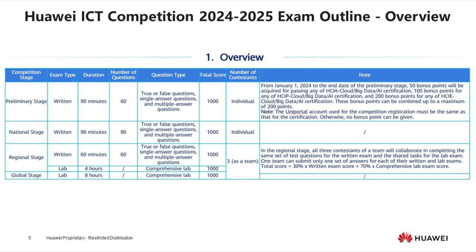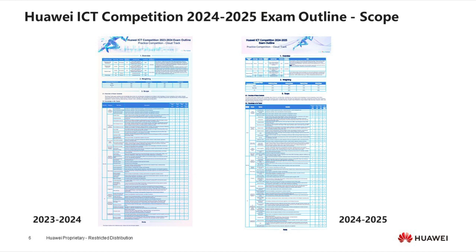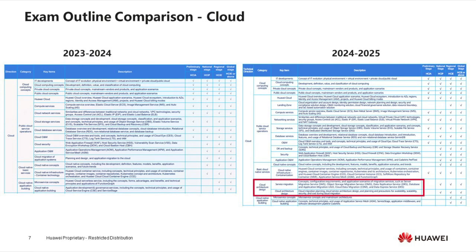Okay, so this is about some details here, and later I will introduce the details of these bonus points to you. Now, some of you may start asking, where can I get this outline scope here? Later, I will also introduce how you can get them. Okay, so first of all, let's have some comparison.